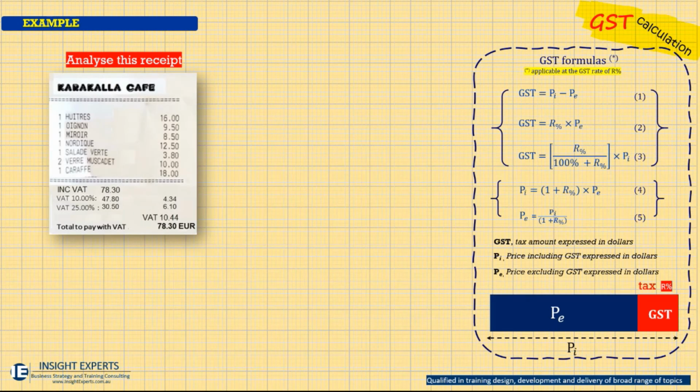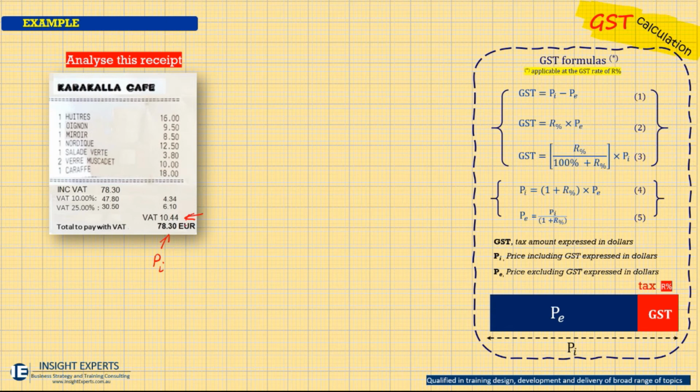Now let's look at this final example before we move on to the next section. This particular example is quite interesting because we have mixed VAT amounts or mixed percentages. So what do we have here? We have a receipt where a customer bought a number of items and they paid in total 78.30 euros. So that is the price after VAT or after tax. That's PI, and which includes an amount of 10.44, and that is the VAT amount.